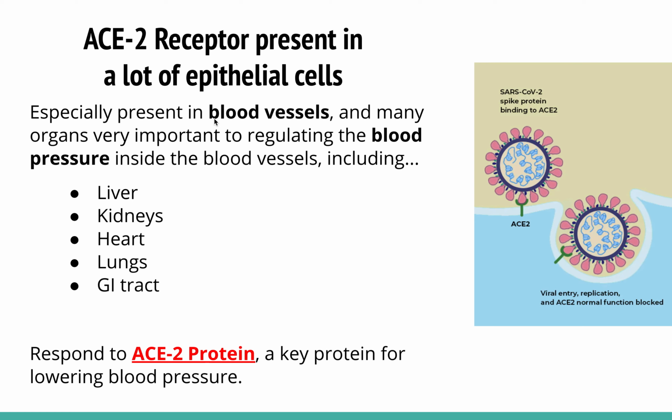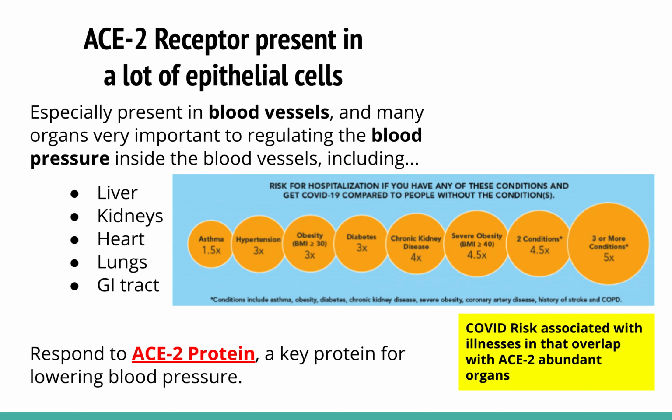So, because it's especially present in blood vessels and many organs involved in regulating blood pressure, that's why your liver, your kidneys, your heart, your lung, and your GI tract are all big targets for COVID-19 when you're infected by it. Okay? And this is actually related to the risk of getting very severely ill and potentially dying from COVID-19.